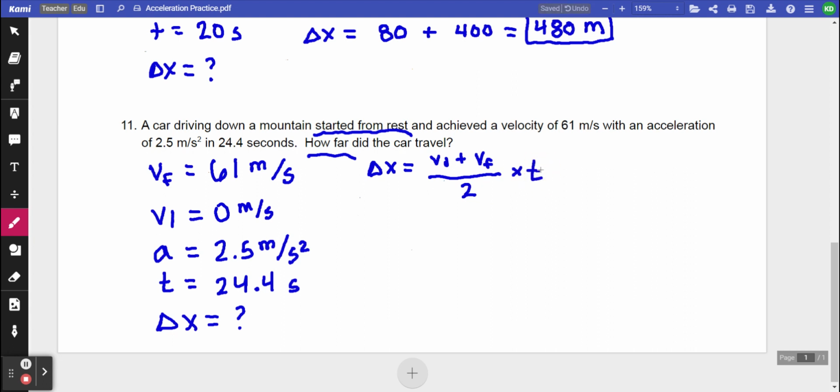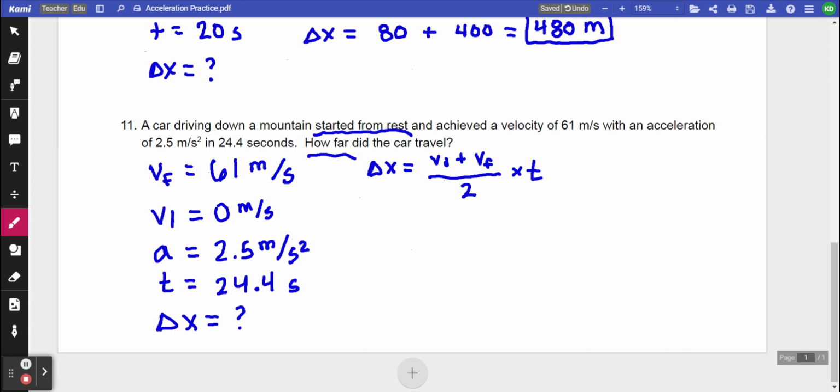So that's the equation I'm going to plug into. You'll notice that this equation doesn't have acceleration in it, and that's okay. I don't have to use the acceleration. I can solve it without it. So it's an extra piece of information. Or I could have used a different equation that had A in it, and that would have been okay too.